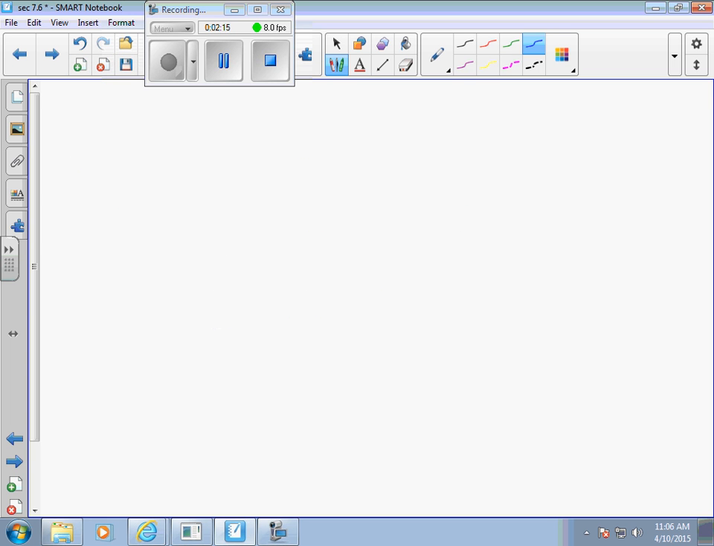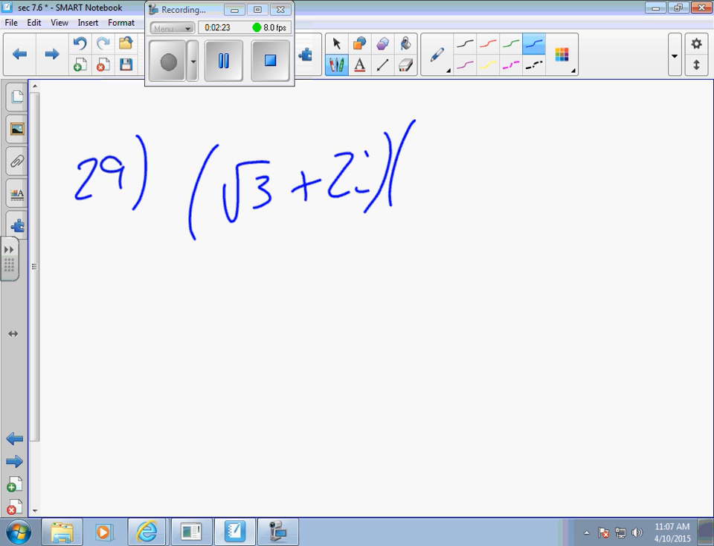Moving on to 29, I get the quantity of the square root of 3 plus 2i times the quantity of the square root of 3 minus 2i. The first thing I see is that these are conjugates of each other. I know that inside times inside and outside times outside are going to go away because they are conjugates. So when I multiply, I'm not going to do those two. Square root of 3 times the square root of 3 is the square root of 9, which is 3.